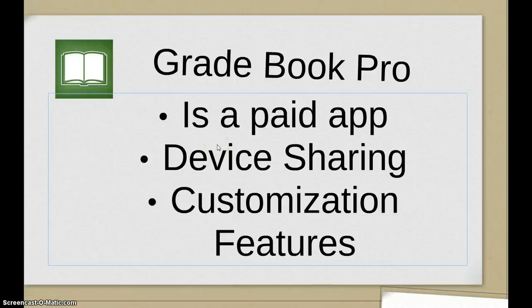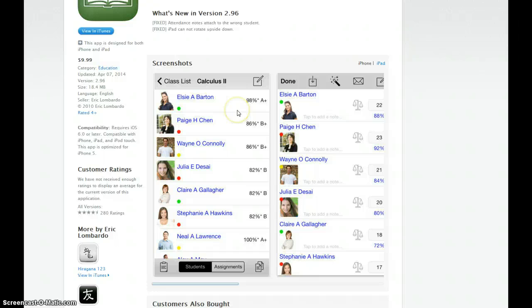Now I'm going to show you a preview of what Gradebook Pro looks like in the App Store. So here's a good screenshot of it, and as you can see, there's a picture of the student's name, the overall percentage, and then the letter grade of how they're doing in the class. So this is their overall, and then down here, if you clicked on this, it would give you a breakdown of their assignments and how they're doing on them individually.